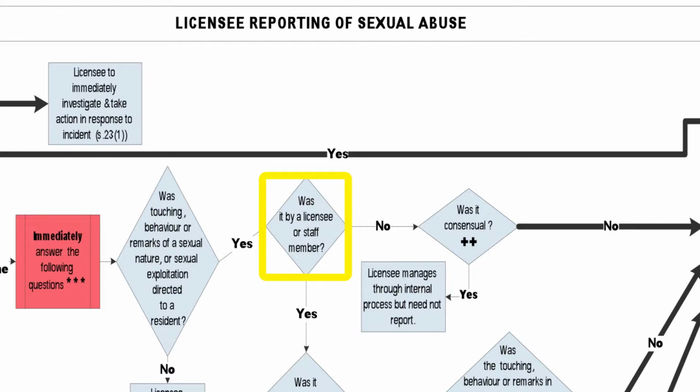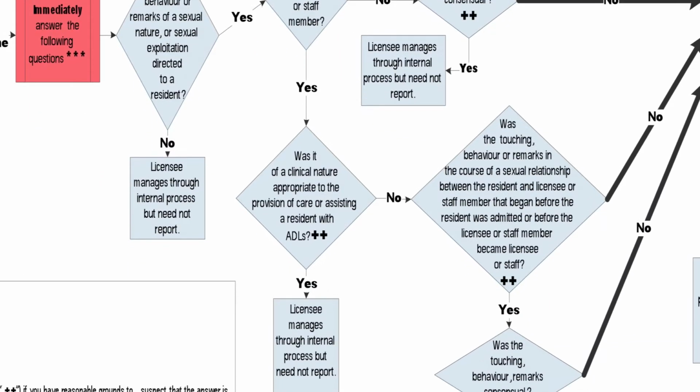Was it by a licensee or staff member? Let's say, and this time we're going to say yes, it was by a licensee or staff member. And we're going to follow down this path. Now, notice it doesn't say immediately report because there might be something that changes that situation.